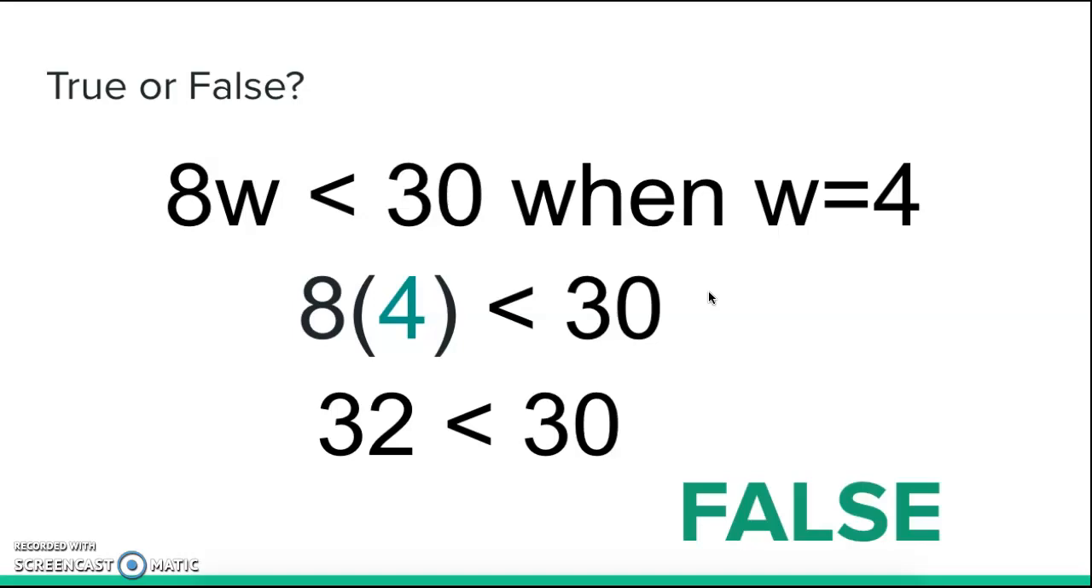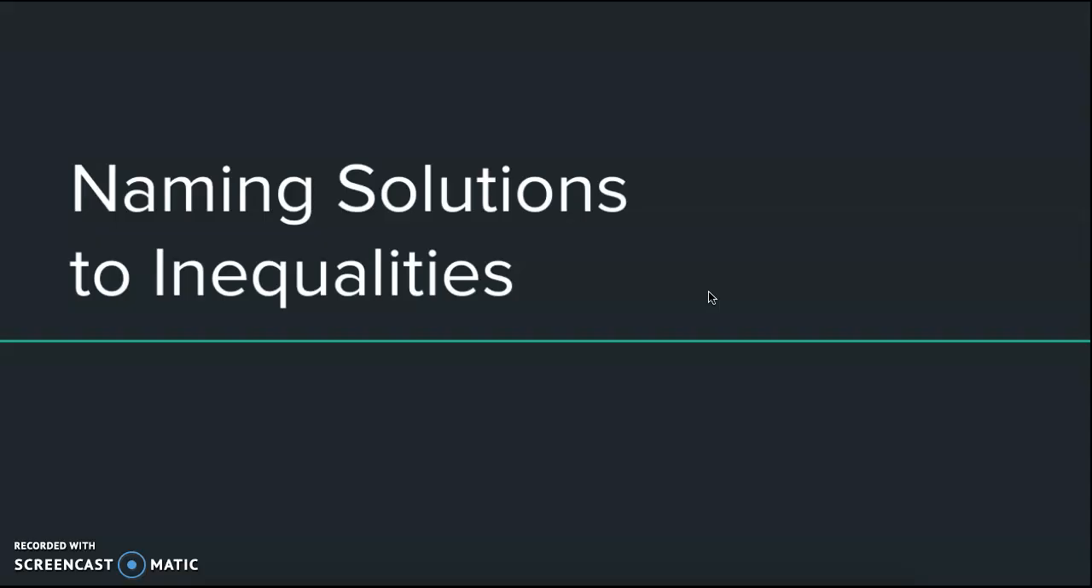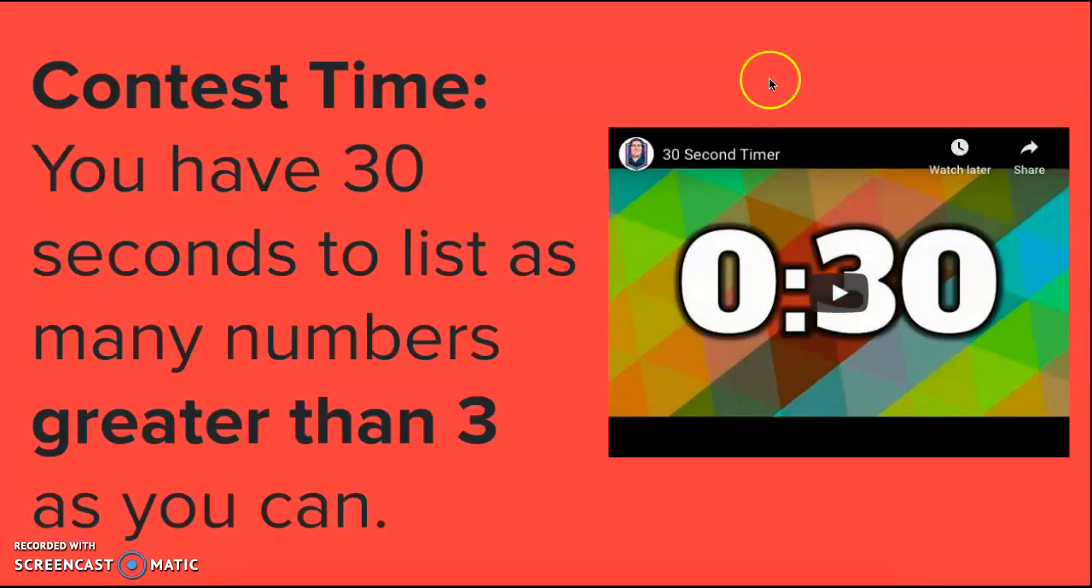All right, next we're going to talk about naming solutions to inequalities, and I'm going to start you off with a contest. So if you want to do this contest, pause it and set a timer on your phone or something for about 30 seconds and see how well you can do. So our contest says you have 30 seconds to list as many numbers greater than 3 as you can. So if you would like to do this, just pause and set a timer for 30 seconds and list as many numbers as you can that are greater than 3. Okay. How many do you think that you could come up with? Do you think you would come up with 10 or 20 or 30?